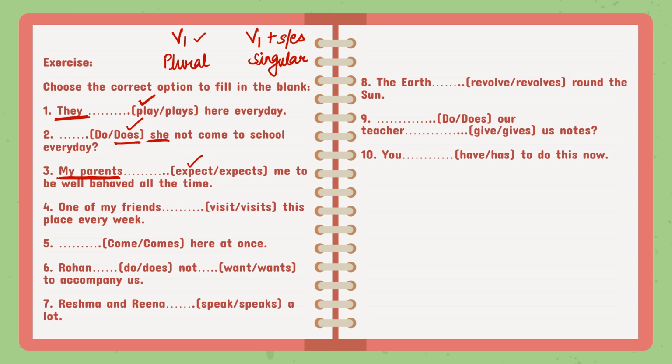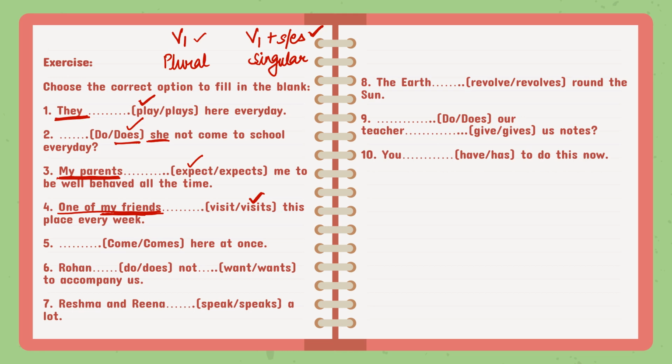Next one is, one of my friends dash this place every week. Over here our subject is singular. Our subject is not friends. Our subject is not even my friends. Our subject is one of my friends. That means it's a singular subject. And with singular subject, we use singular verb, which is V1 plus S or ES. So our answer will be visits. One of my friends visits this place every week.